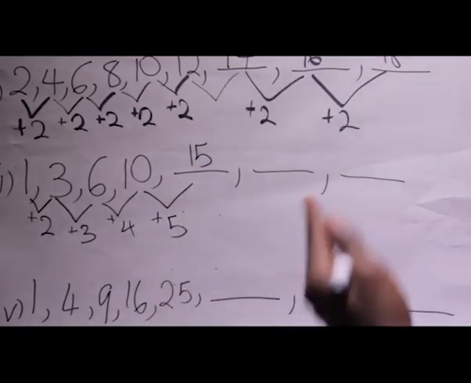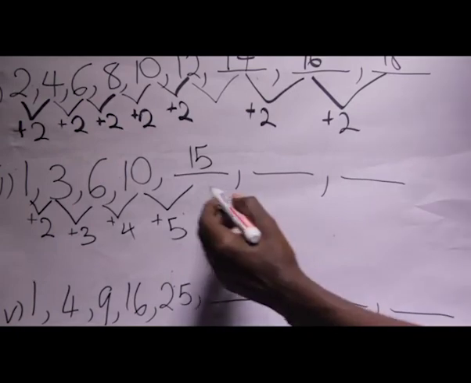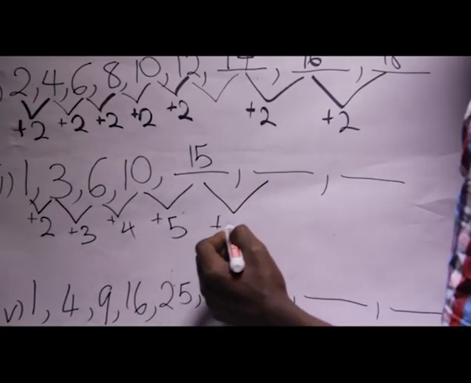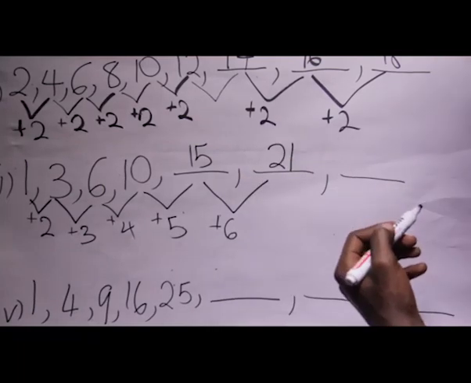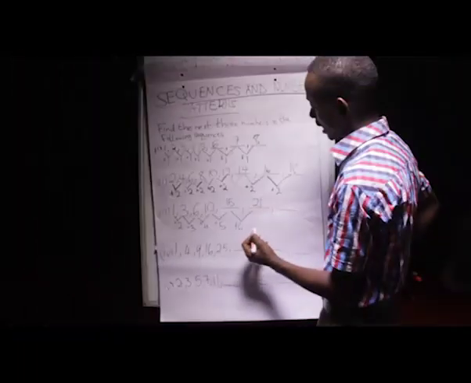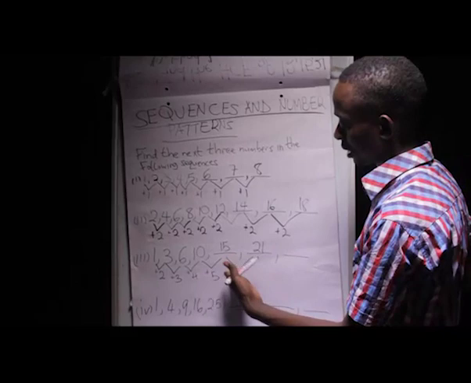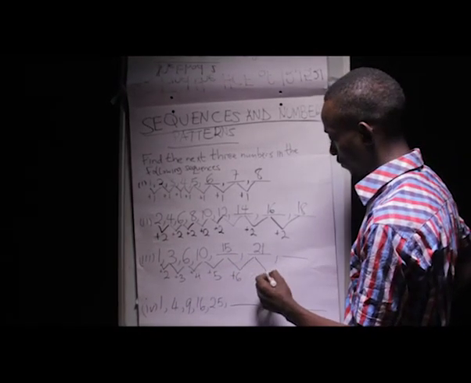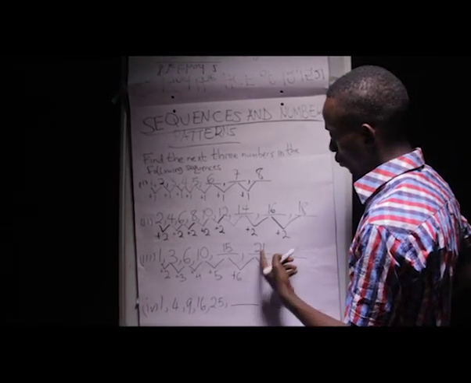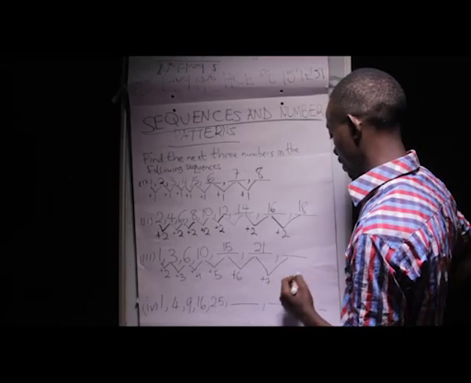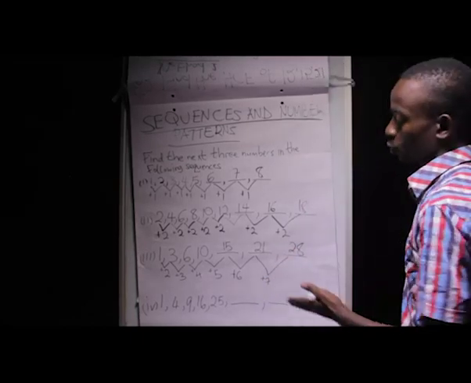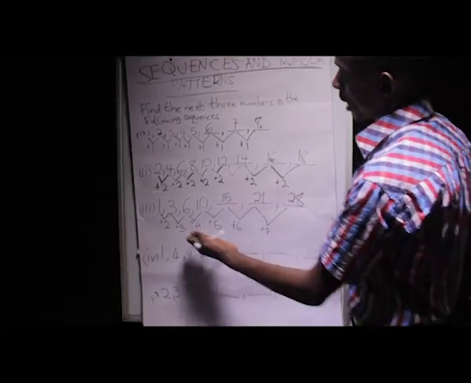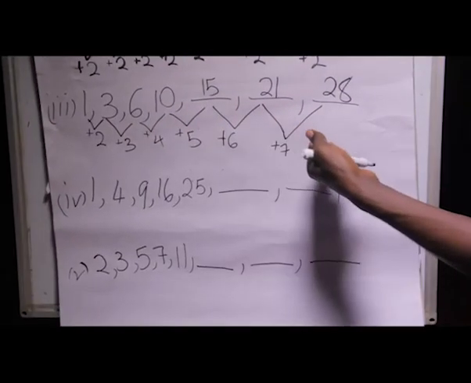Then from 5, I proceed to the next number after 5, which is 6. So my next number, I'm going to add 6. 15 plus 6 gives me 21. Then, finally, my last number, I'm going to add the number which is after 6, and that number is 7. So 21 plus 7 is going to give me 28. So I've filled in the missing gaps by following a particular rule down here.